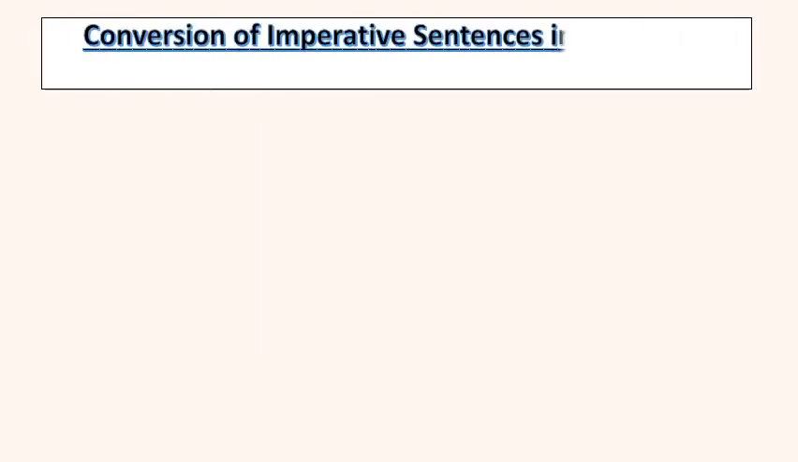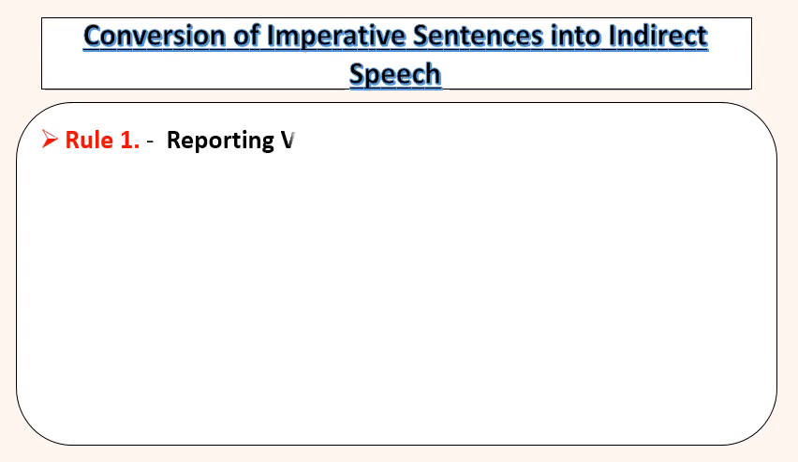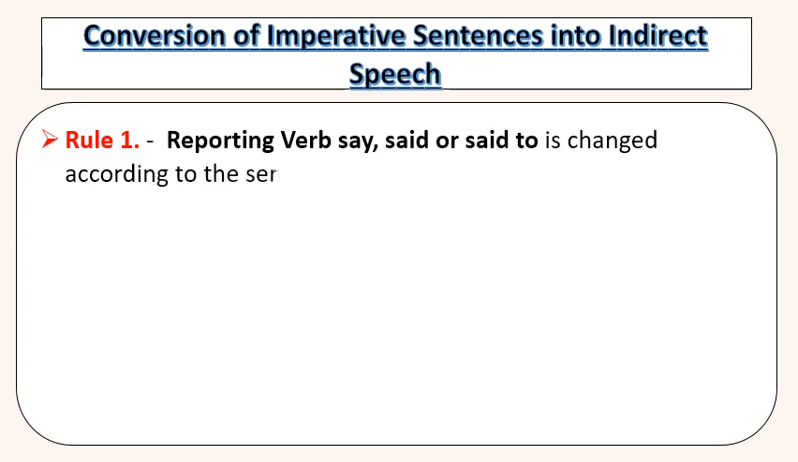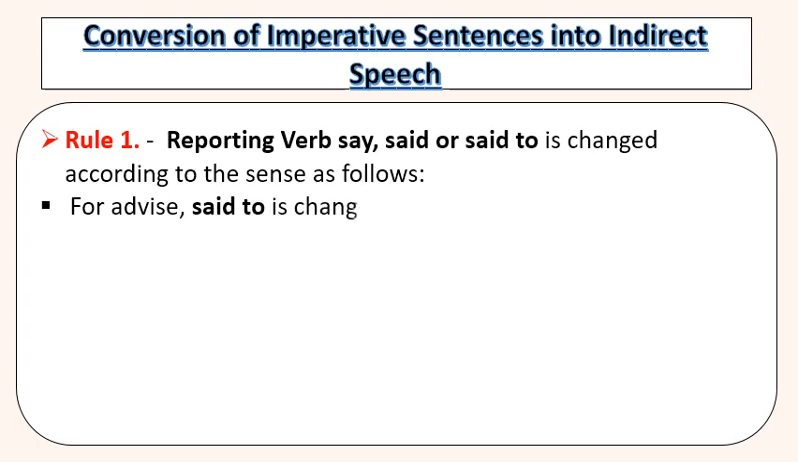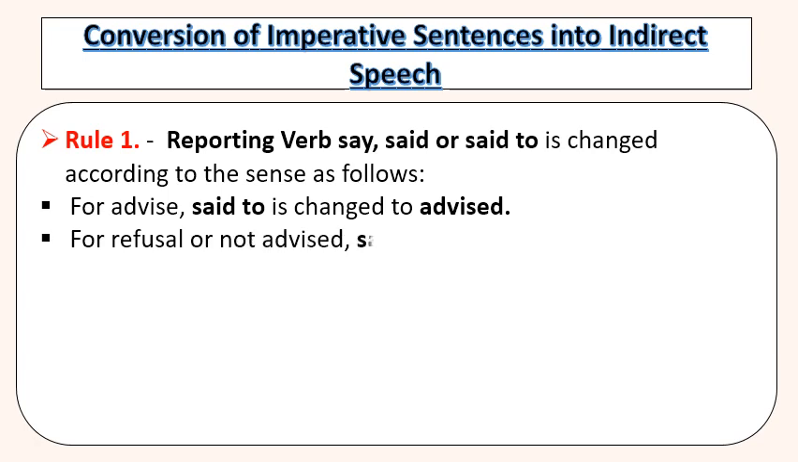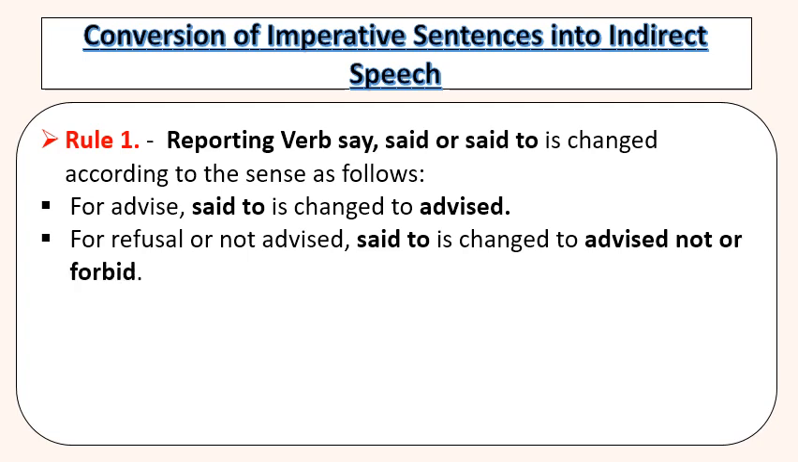So now let us see all the rules of how to convert an imperative sentence from direct to indirect speech, or we can say conversion of imperative sentences into indirect speech. Rule number 1 is reporting verb say, said or said to is changed according to the sense as follows. Number 1, for advice, said to is changed to advised. Number 2, for refusal or not advised, said to is changed to advised not or forbid, or we can say not to if negative sense is there.